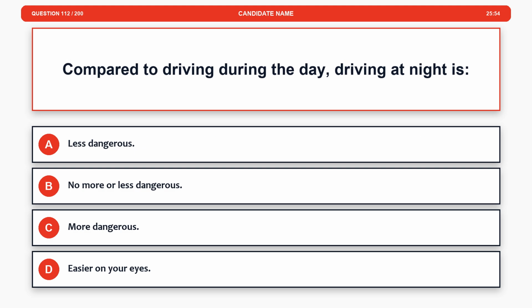Question 112. Compared to driving during the day, driving at night is: Option A, less dangerous. Option B, no more or less dangerous. Option C, more dangerous. Option D, easier on your eyes.